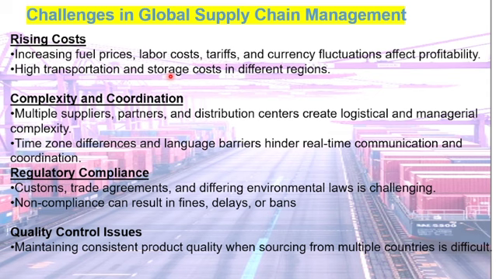What type of challenges does a company mainly face when using the supply chain globally? First of all, rising cost. Increasing fuel prices, labor costs, tariffs, and currency fluctuation affect profitability. High transportation cost and storage cost in different regions. This is one of the biggest challenges that most companies face when importing or exporting from one country to another: the rising of the cost.